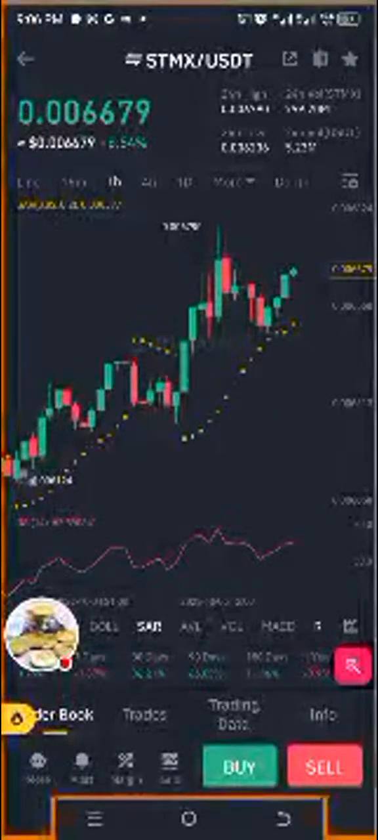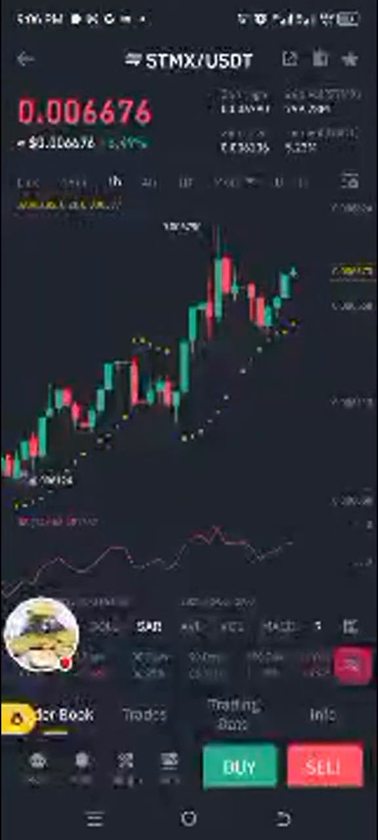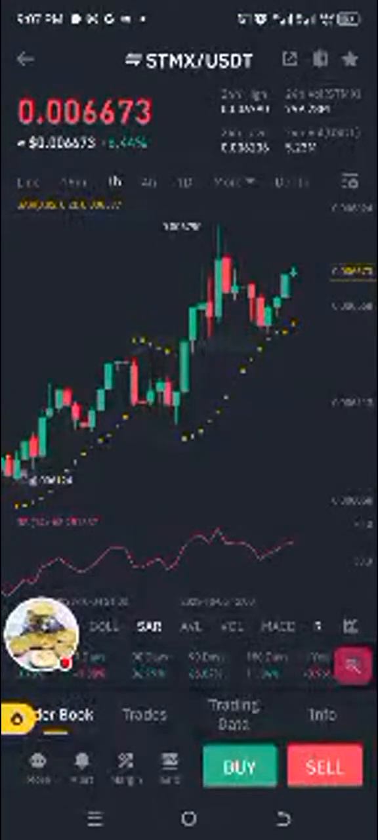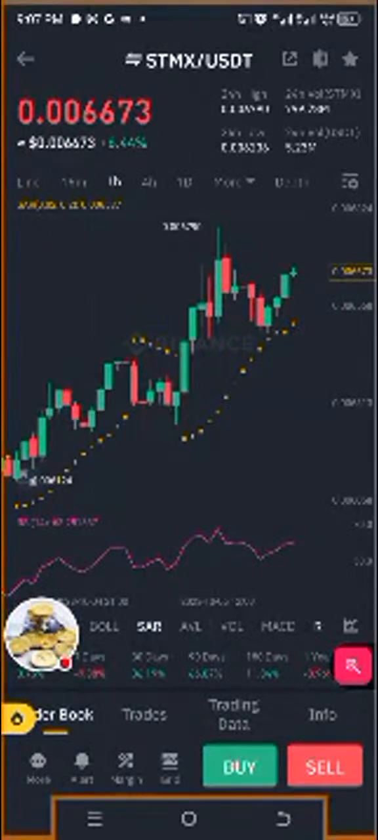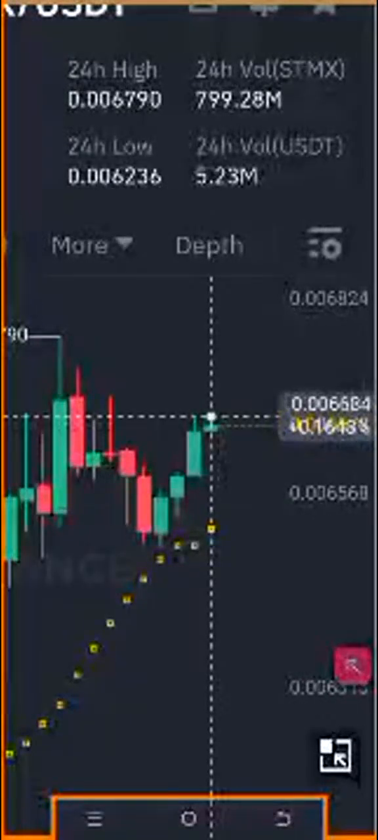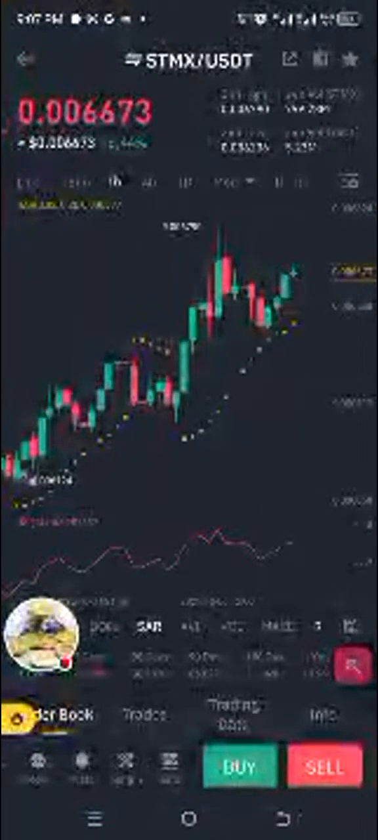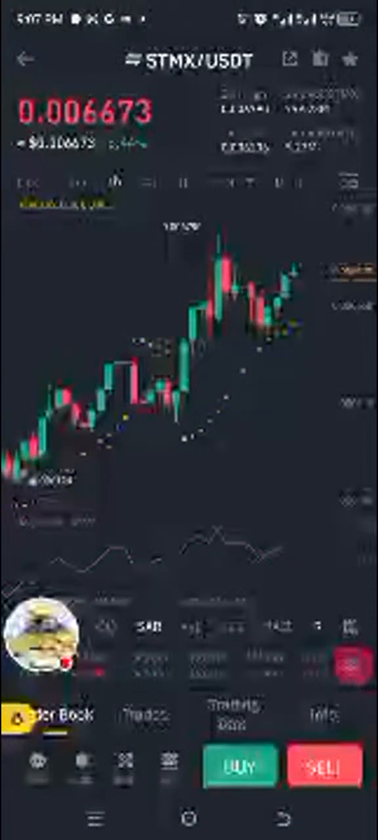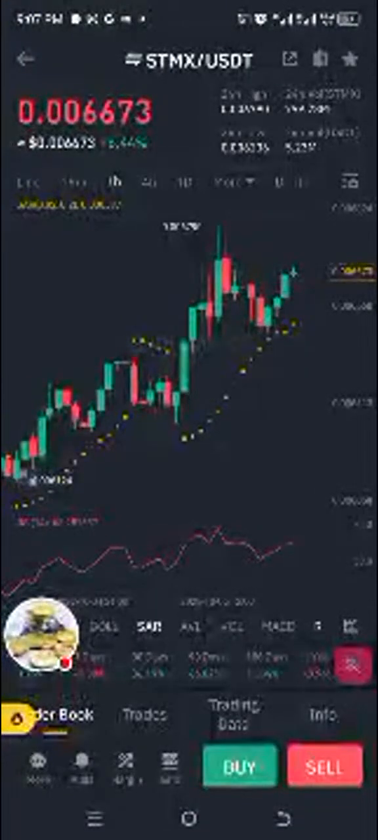Let's see what happens later on. Currently, what we have is it's at 6673. The other time, let's see, where did it get to? I think it got to 6684. It got there. If we had really cashed out at that point, we would have made probably like 50 cents or something like that, right? So I hope that was good.